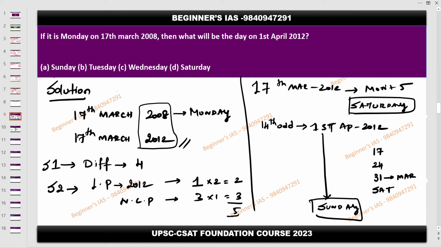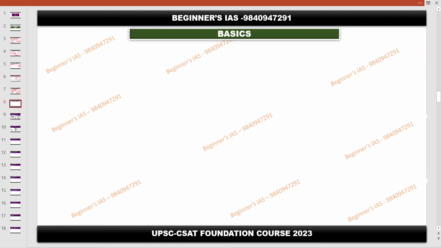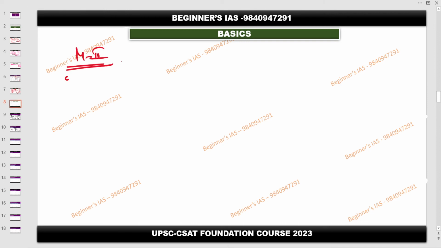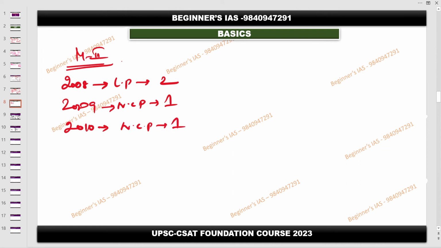Shall we do any other method? If people needed any other method? Yes, sir. Fine, listen carefully. Method 2: 2008 is the leap year. That leap year contains 2 odd days. 2009 is a non-leap year, it contains 1 odd day. 2010 is a non-leap year, it contains 1 odd day. 2011 is a non-leap year, it contains 1 odd day. How many odd days in total? 5 odd days. Understood?